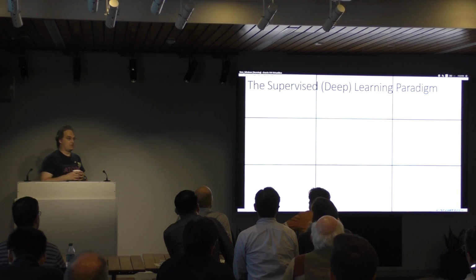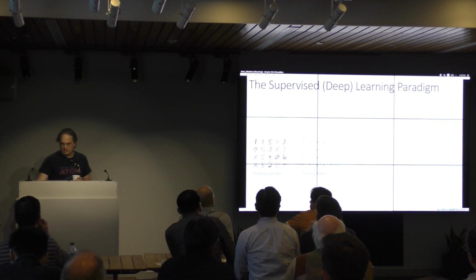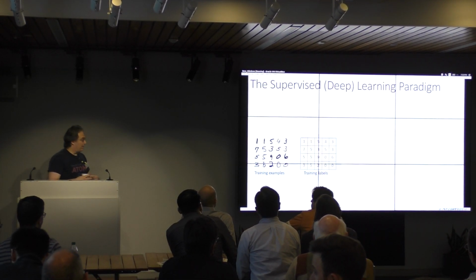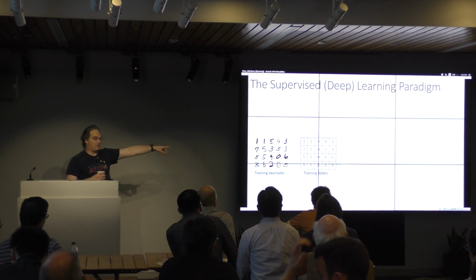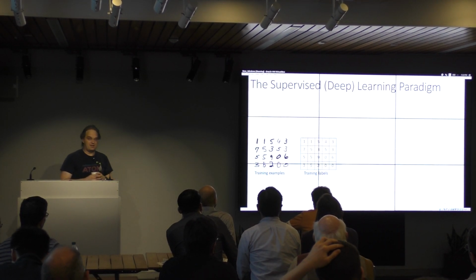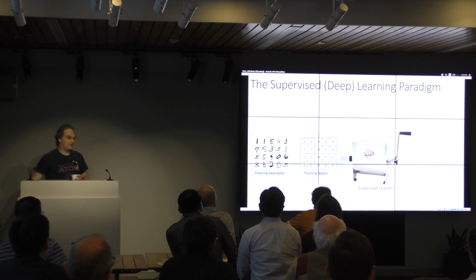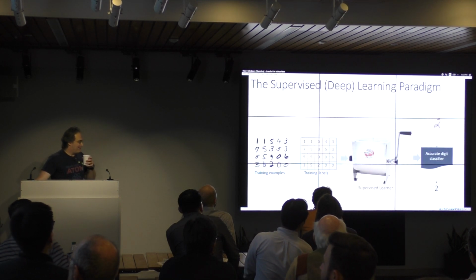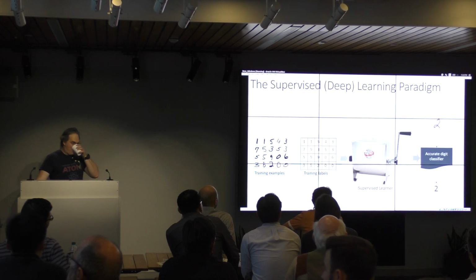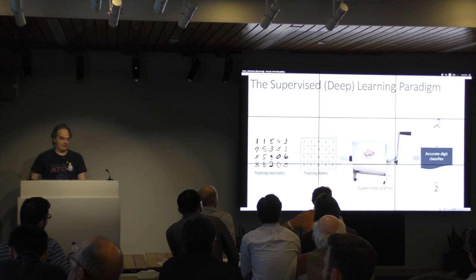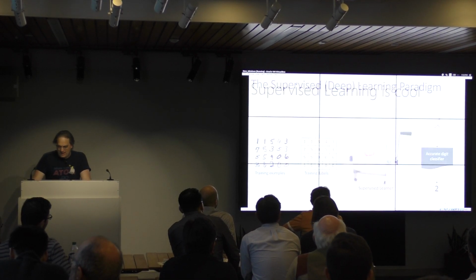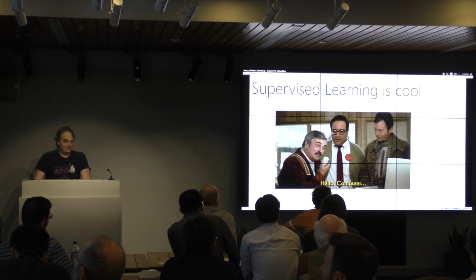So many of you are used to supervised learning. In supervised learning, what happens is you have unlabeled examples and you hire some people to label things, and then you shove it into the machine and out comes a classifier, right? This is kind of the supervised learning paradigm. And it's cool. People have done lots of things.